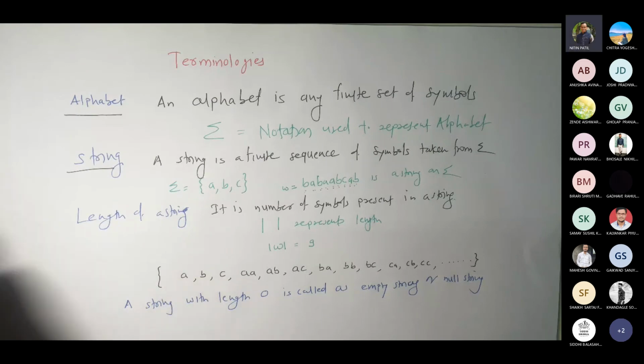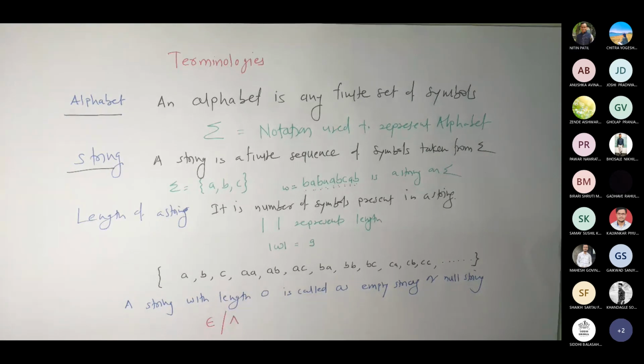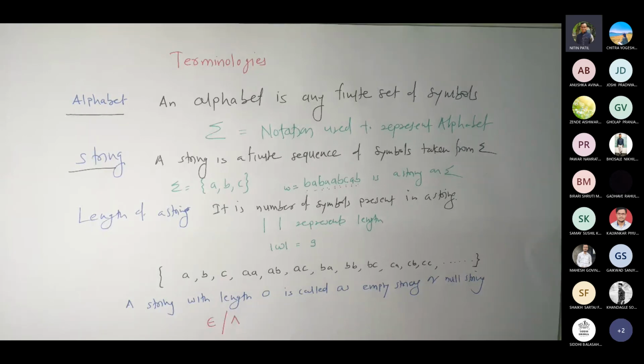So a string with length 0 is denoted by a notation called epsilon. Or in some books you find this notation. It is available on your keyboard if you have a laptop, you can see the character above 6.